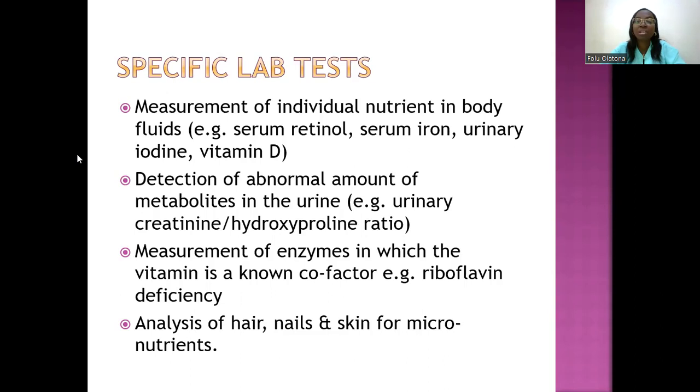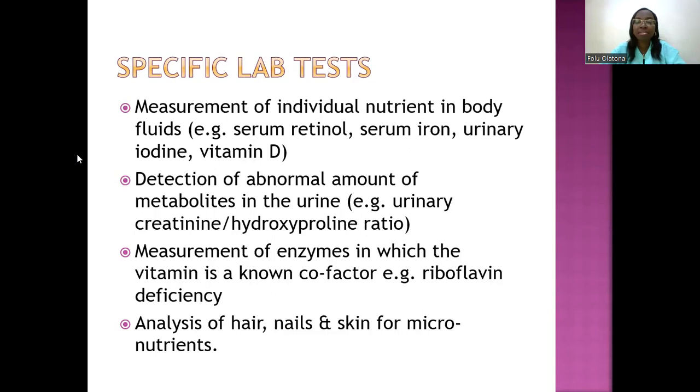Detection of abnormal amounts of metabolites in the urine can also point your attention to a particular nutrient that is deficient. Measurement of enzymes in which the vitamin is a known cofactor. So if there's an enzyme that a particular vitamin is a cofactor for, and that enzyme is low, then you have an idea that that vitamin too may be low at that point in time.